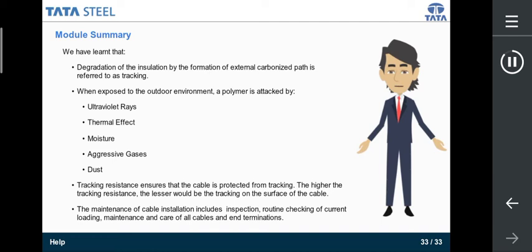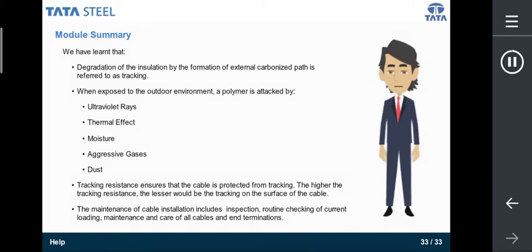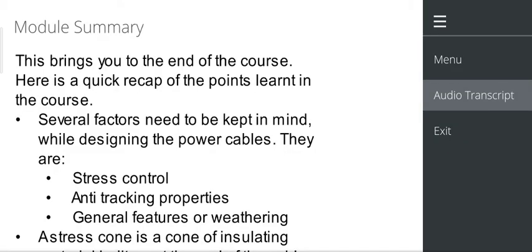The maintenance of cable installation includes inspection, routine checking of current loading, maintenance and care of all cables and end terminations. Click Next to proceed to the post-test.